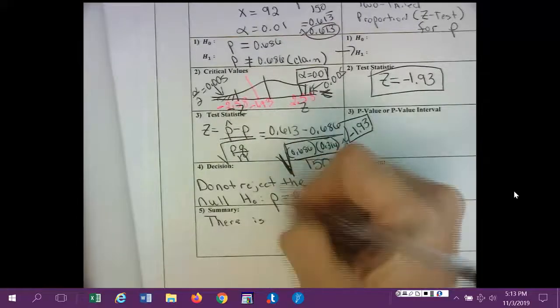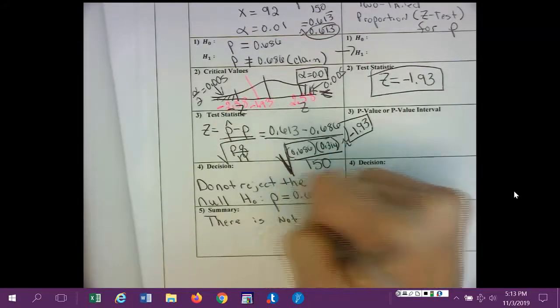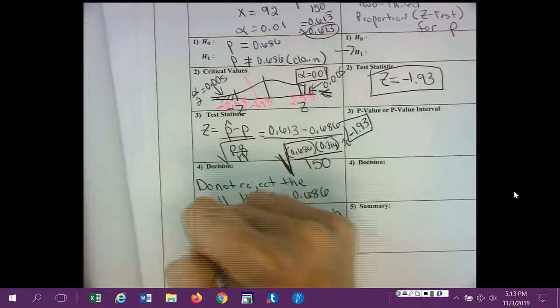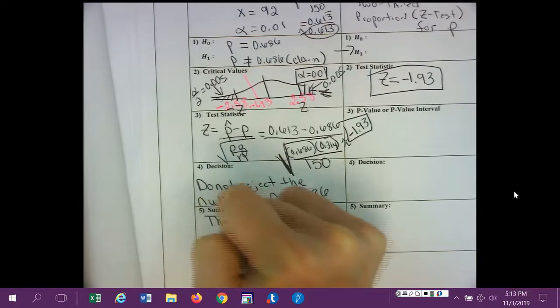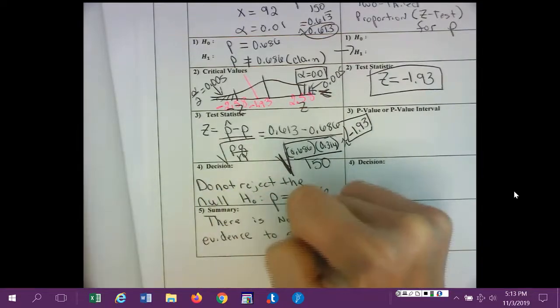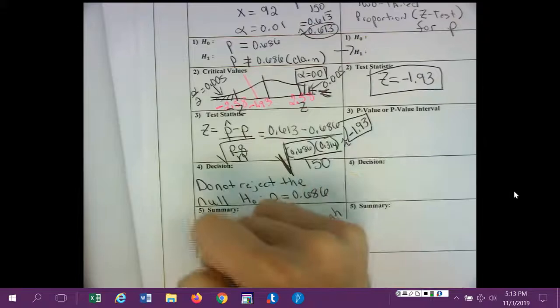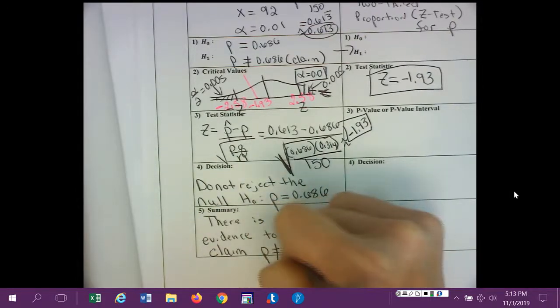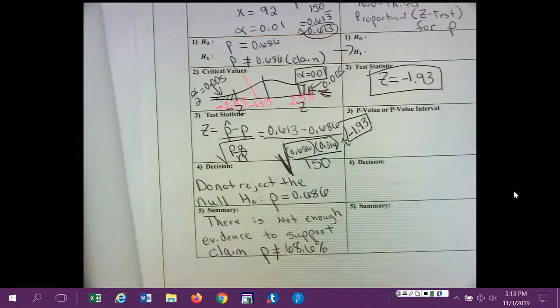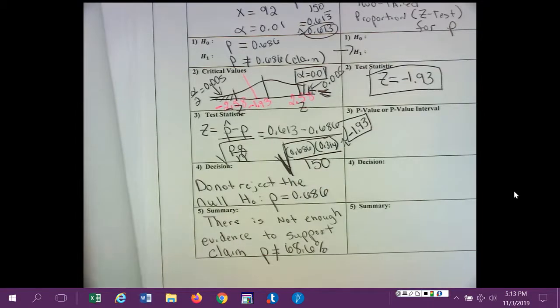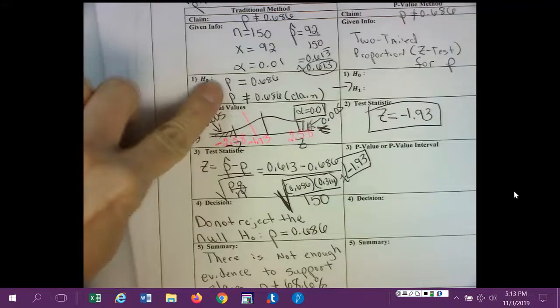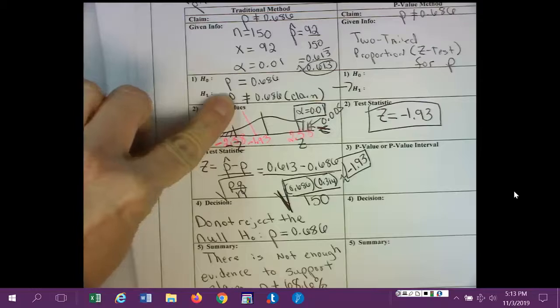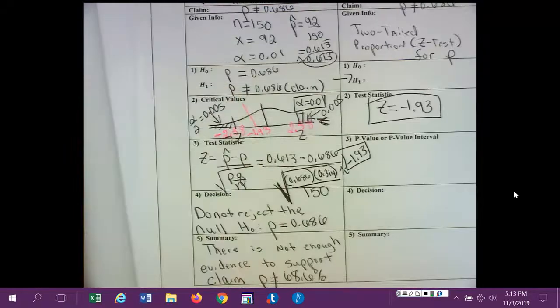Excuse me. There is not enough evidence to support the claim that p differs from 68.6%. We cannot reject the null statement that says equal to, so we cannot support the claim that says differs.